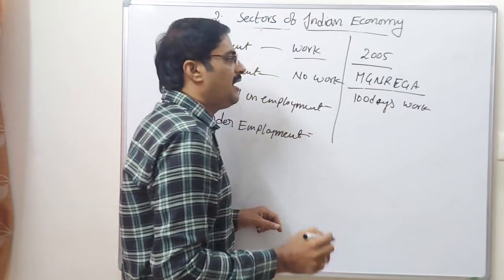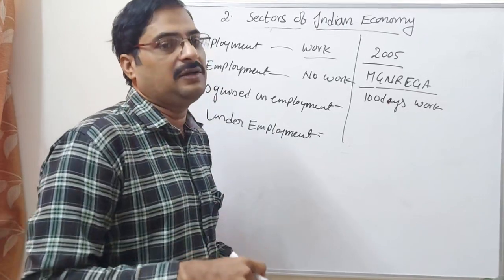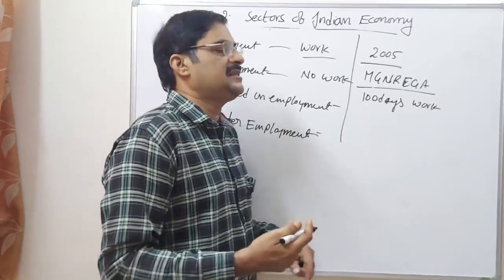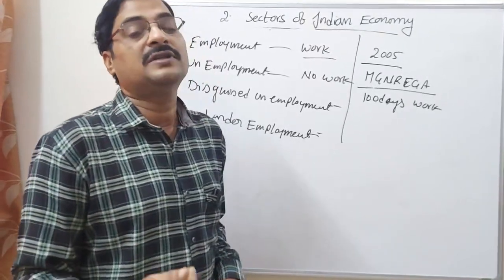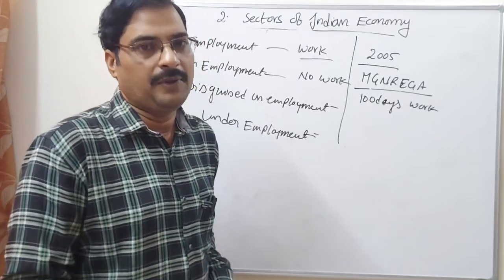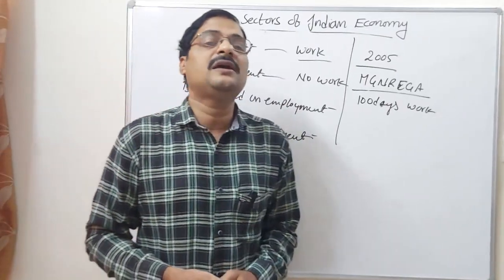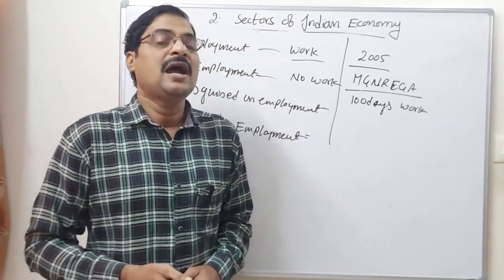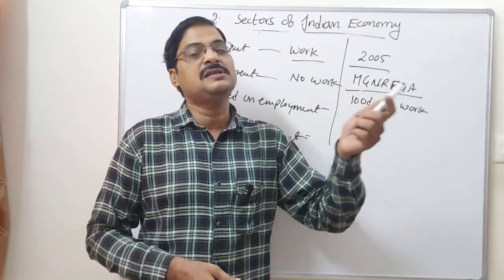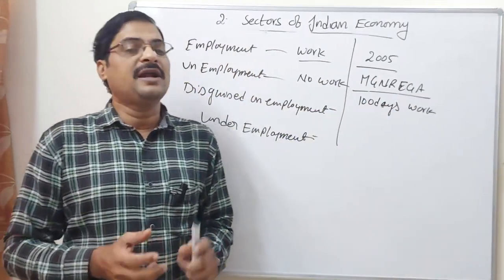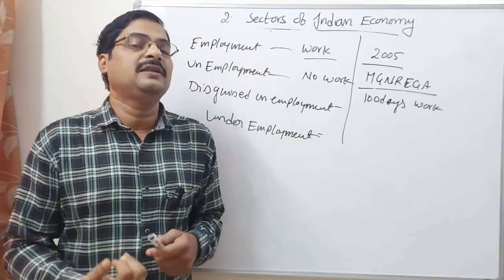First it was only NREGA, the National Rural Employment Guarantee Act, but after 2005 it was changed to the Mahatma Gandhi National Rural Employment Guarantee Act. 100 days of work for the farmers, not for other people. Why farmers? Because farmers have work at the time of sowing and a few days after harvesting. In the first 3 months and last 3 months of the year they have some work, and they get some income to maintain their families.